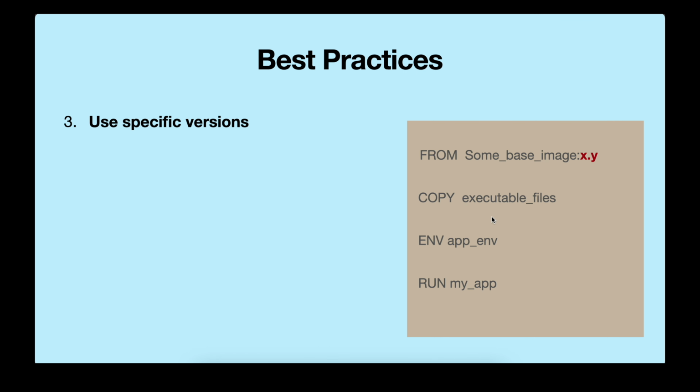Then we should use specific versions. Whenever you define a base image, if you do not mention any version, then it will just take the latest one and it will build from that. That latest image might not be compatible with your app. So just go with a specific version and from time to time keep them updated.